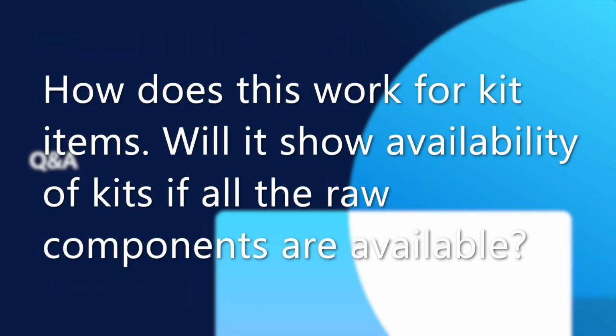How does this work for the kit items? Will it show the availability of kits if all the raw components are available? If we understand this question, there is no direct relationship we maintain. You have to search for individual products, whether it's a raw material or finished goods, and you will be able to see the inventory. There is no filter criteria as such that certain products will be restricted. You will be able to see inventory on hand for any products, whether it's a raw material or finished goods, if I understand the question correctly.